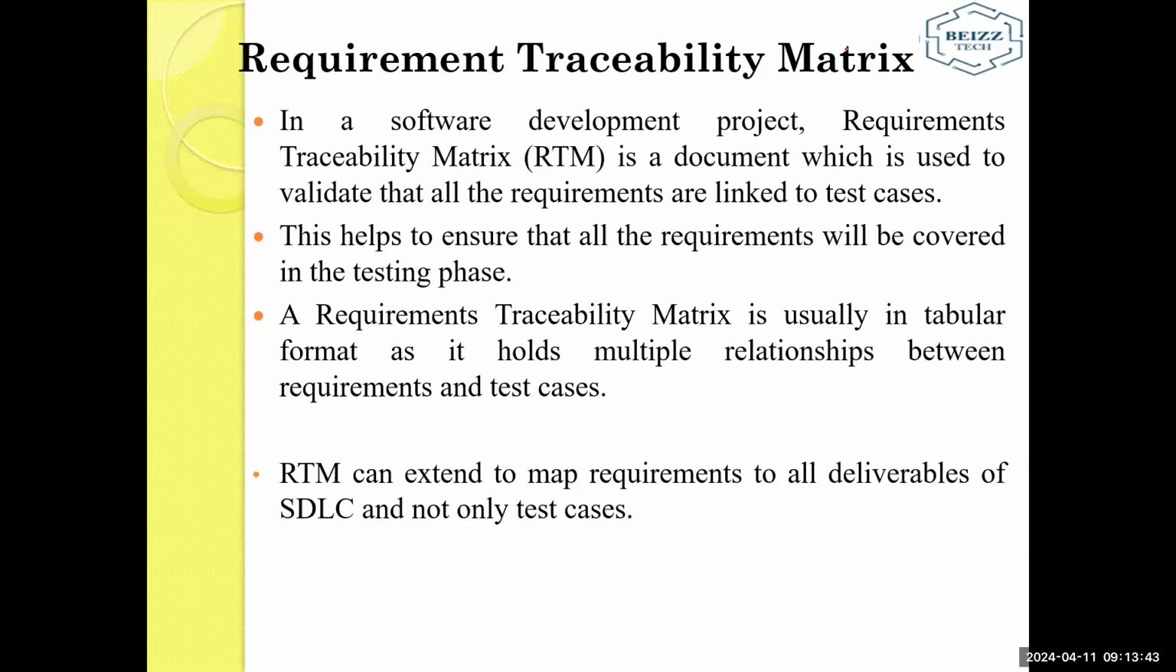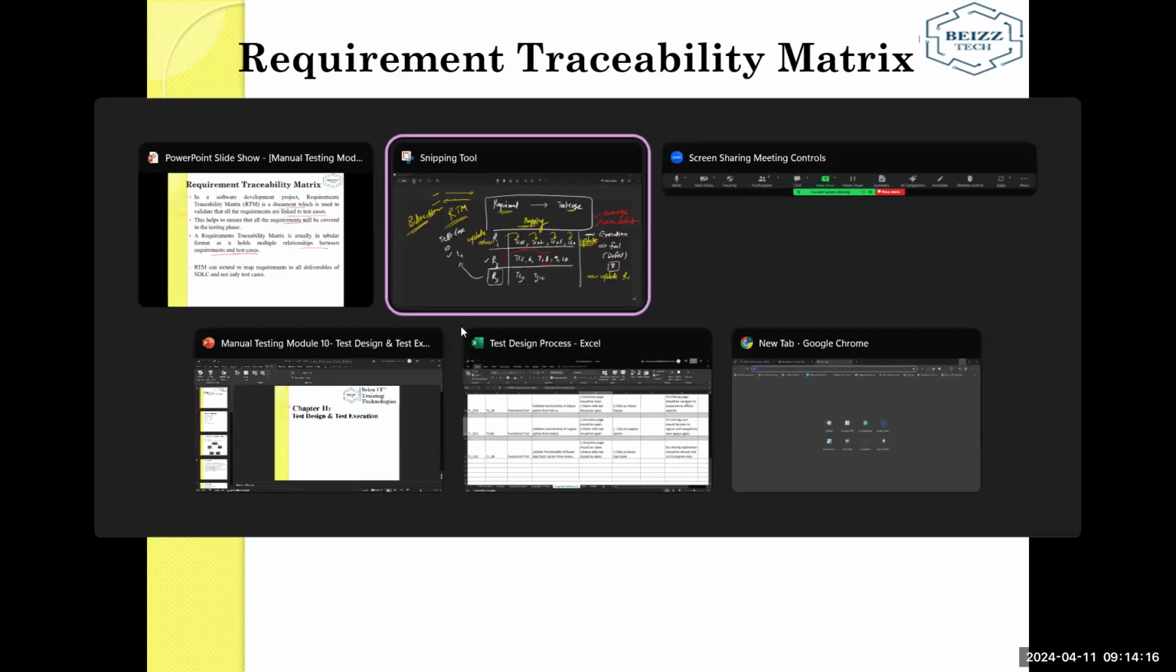In a software development project, the requirement traceability matrix is just a document which is used to validate that all the requirements are linked to the test cases. So this is with respect to testing, guys, correct? But RTM is prepared for everybody by every team. And this helps to ensure whether all requirements will be covered in the testing phase or not. Requirement traceability matrix is usually in a tabular format, which holds multiple relationships between requirement and the test case. So how many different relationships can it hold?